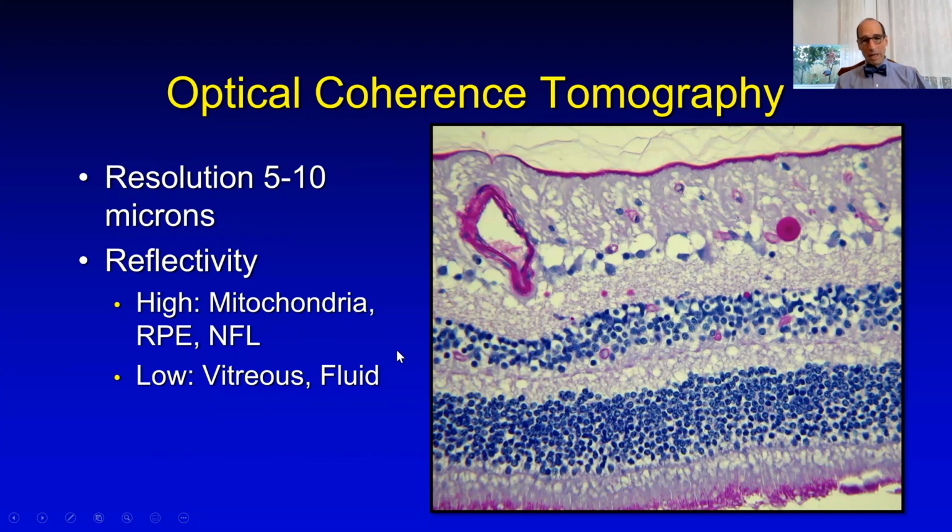And then OCT is a big thing. Resolution 5 to 10 microns. The high reflectivity is mostly mitochondria, RPE, and nerve fiber layers, and lower reflectivity, vitreous and fluid, and the transparent tissues. The nuclei are very low reflectivity.